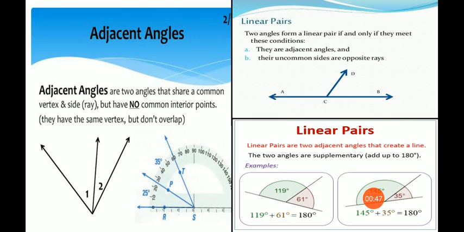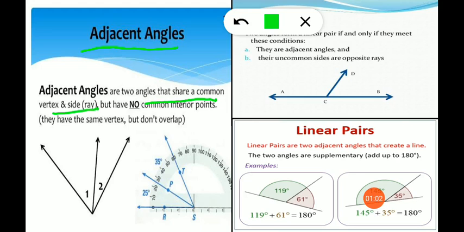The first term is adjacent angle. I know that you are very familiar with it and you know what adjacent angles are. Two angles that share a common vertex and a common side, but they don't have interior common points, which means they have the same vertex but they don't overlap. Two examples of adjacent angles are given here.